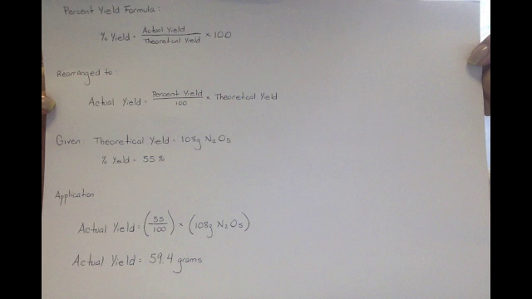Question B asks for actual yield. We rearrange the percent yield formula to solve for actual yield. What's given to us? Theoretical yield equals 108 grams of dinitrogen pentoxide. This was our solution from question A. We are also given the percent yield, which is 55%. After applying the given values to our rearranged equation, we find the actual yield to be 59.4 grams.